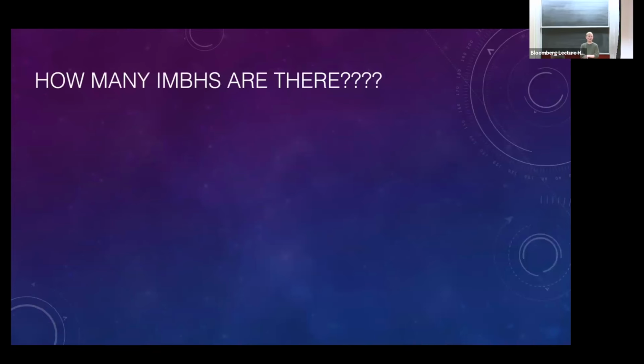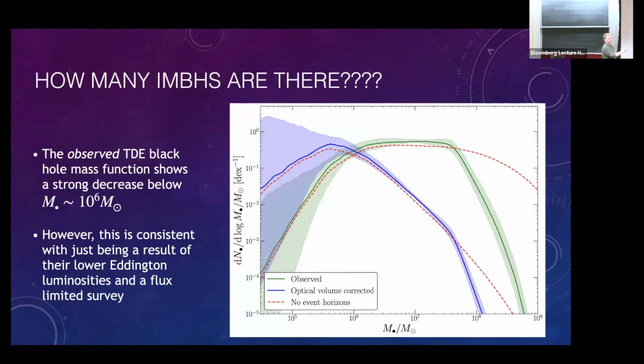So the question you want to know is how many intermediate mass black holes are there? You've constrained the mass function. There are two mass functions here. The green is what we observe. We observe a flat distribution in black hole masses in TDEs. There's then a very sharp suppression above 10^8. This is because 10^8 is the black hole mass where the event horizon is equal to the tidal radius for a solar type star. So you just swallow stars whole above here.